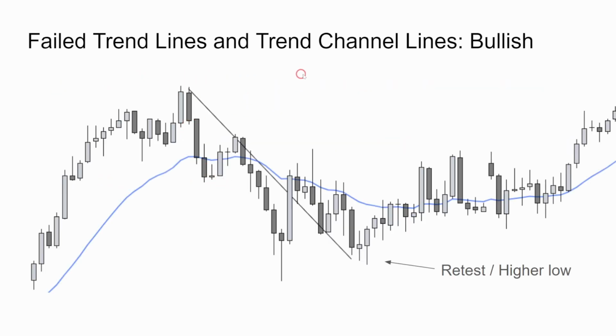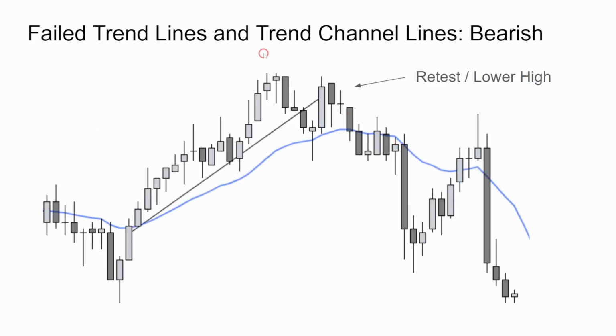Failed trend lines and trend channel lines, bullish. Here we have a bull leg and a deep pullback. These candles show that there's bullish pressure stepping up, and this candle shows a bull leg testing the EMA. Bears get another leg lower, and this creates a double bottom. This is the retest where you can start to buy and go for bull legs that lead to a couple hours of sideways to up trading.